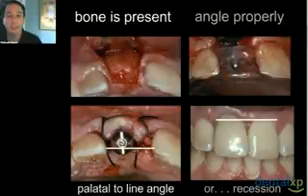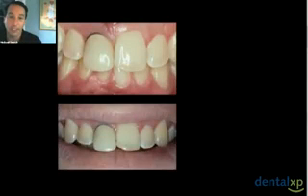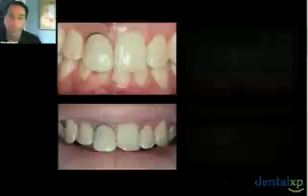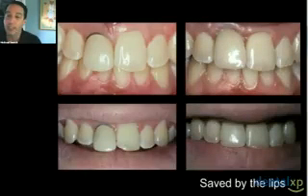Because of its poor position, we had a little bit of labial recession. Here's how the patient presented to our office, and here's the patient at 10 years later with some recession. The lips covered a little bit, but it's still not ideally placed.